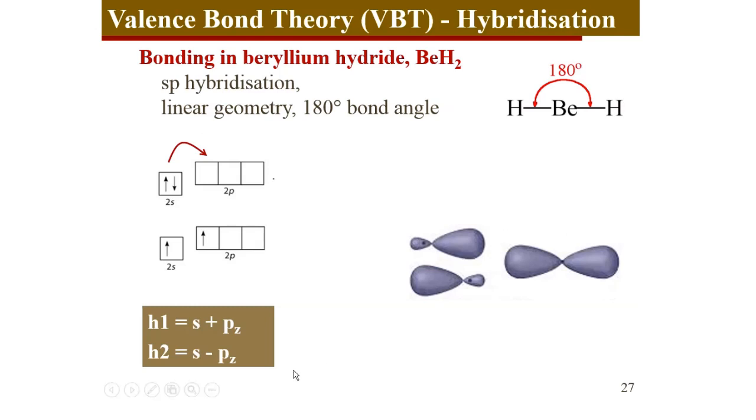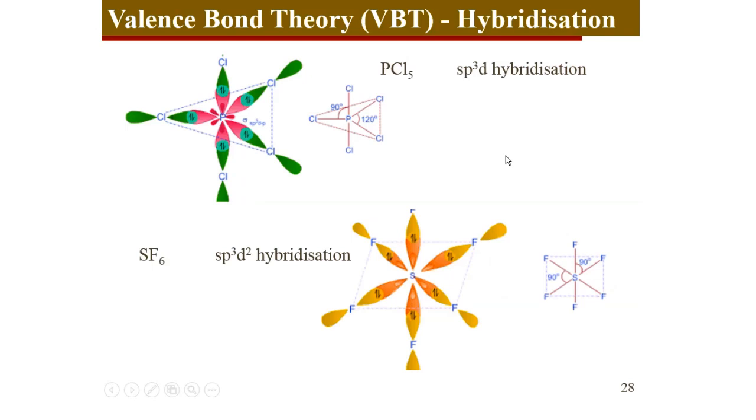And now these sp hybrid orbitals can overlap with the wave function of the hydrogens, the 1s orbital of hydrogen, to get the beryllium-hydrogen bond. And there are other examples, other types of hybridization. Here I show some examples involving d orbitals. Phosphorus pentachloride is a molecule involving sp3d hybridization of the central phosphorus atom, and sulfur hexafluoride involves sp3d2 hybridization on the central sulfur atom, etc.